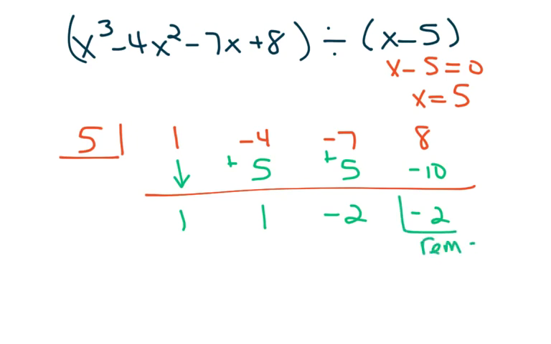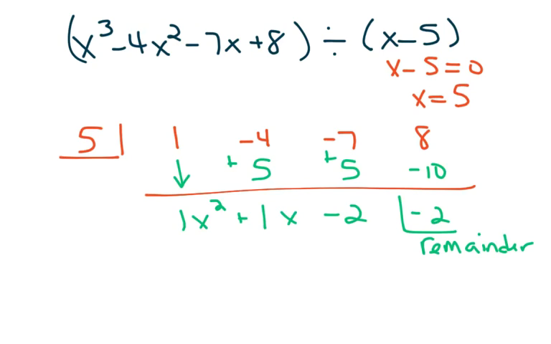The last number is always the remainder, and that's the remainder we got when we did the longhand polynomial division. What's left over, the new polynomial, is always 1 degree less than the original dividend. The original dividend started with x cubed, so this is going to be 1x squared plus 1x minus 2 with a remainder of negative 2.